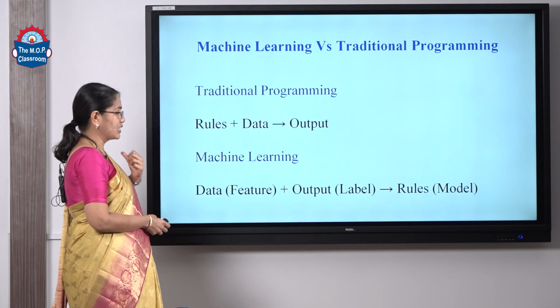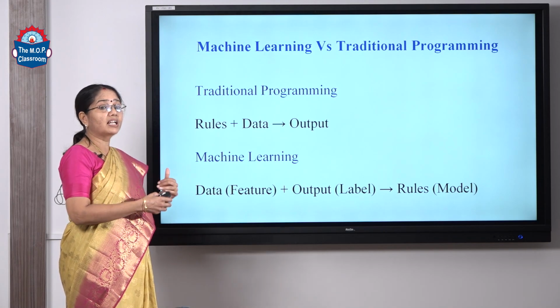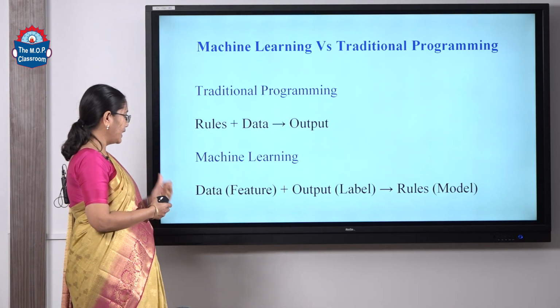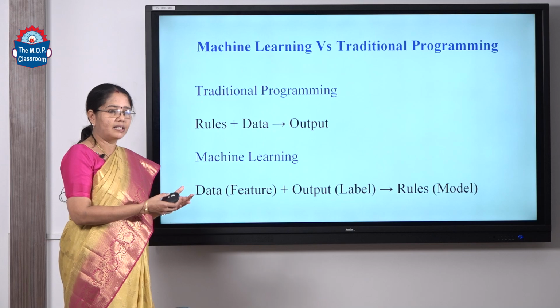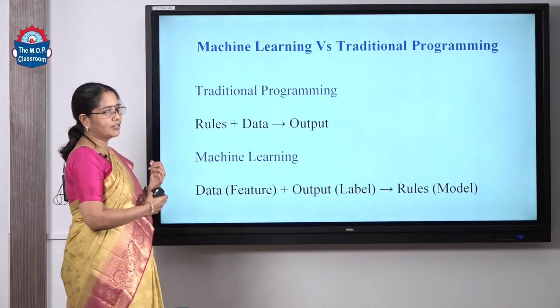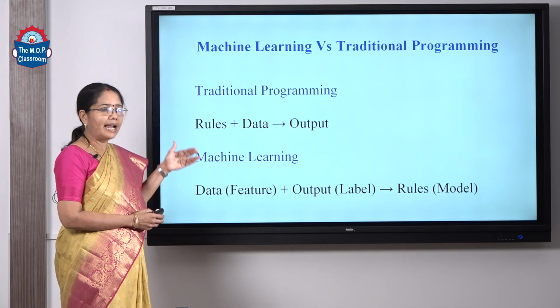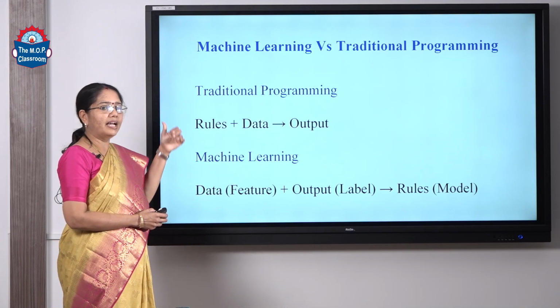But in the case of machine learning, we give the data, that is the features that we want to represent in the training data, and we also give the labels. Labels are nothing but the expected outcome or the expected output for the given set of data. So we give training data, which has features and labels, as an input to the ML model.